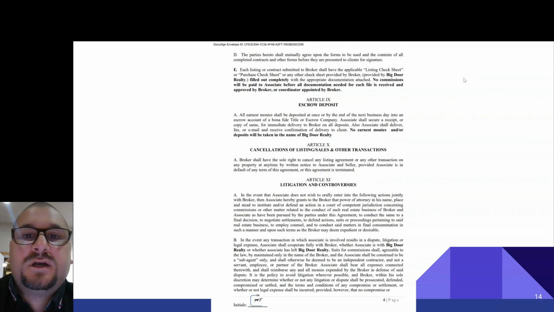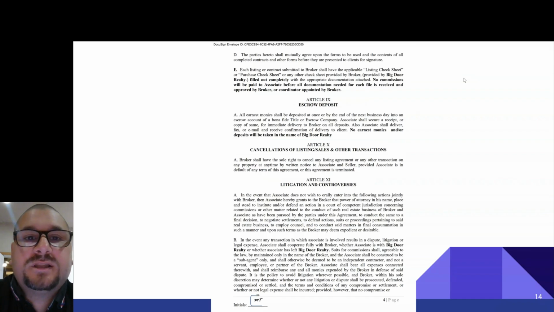The parties hereto shall mutually agree upon the forms to be used and the contents of all completed contracts and other forms before they are presented to clients for signature. Each listing or contract submitted to broker shall have the applicable listing check sheet or purchase check sheet or any other check sheet provided by broker, provided by Big Door Realty.